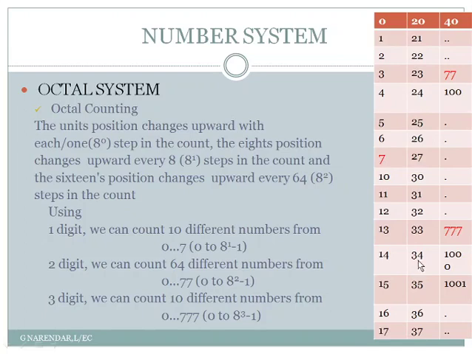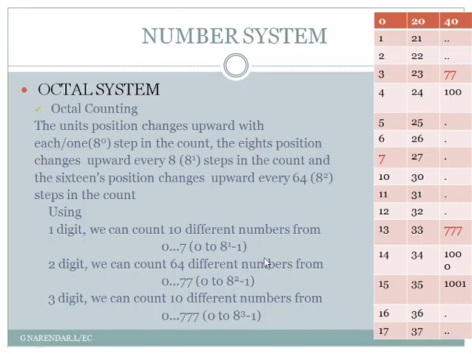And similarly the 64's position changes. The positions are 1, this is 8, and this is 64. So the 64's position changes after 64 steps in the count, and so on. So this is all about the octal number system.